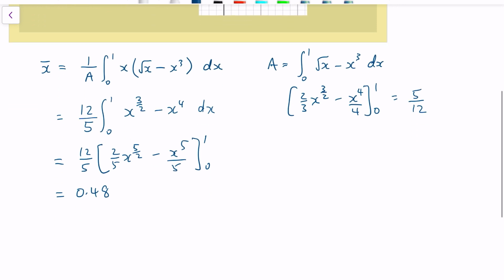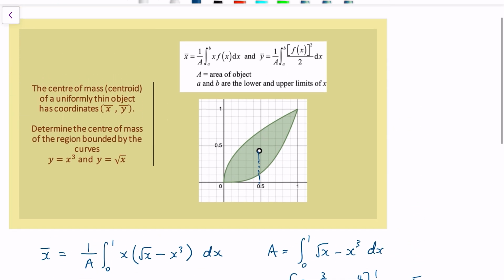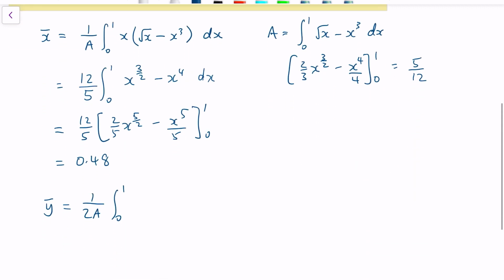Okay, for the y value, we've got 1 over 2a, integral 0 to 1. We don't have that x factor in the front, but we've got f of x all squared. The 2 came in there with the 2a. So f of x all squared, well, we want the square root of x all squared, then we minus off the x cubed bit all squared. And that's how you solve this problem when you've got two functions.